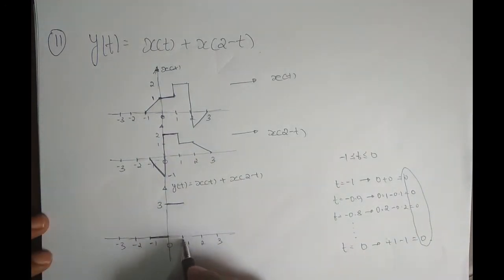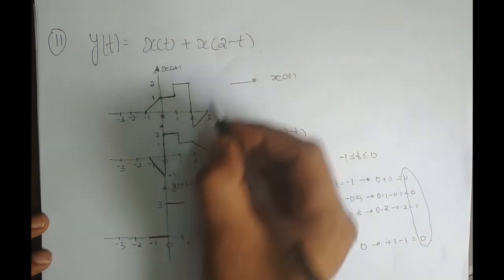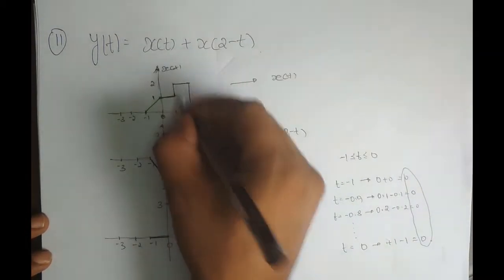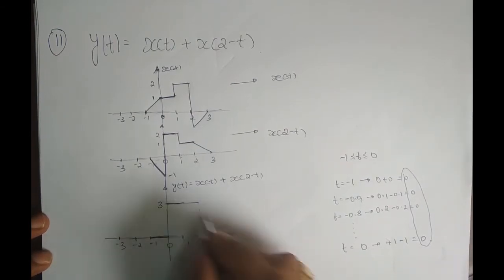Now for t varying from 1 to 2, what is the amplitude of the first signal? 2, plus what is the amplitude of the second signal? 1. So 2 plus 1 is 3, right? So for t varying from 1 to 2, also it is 3.